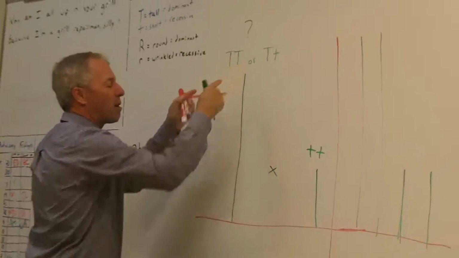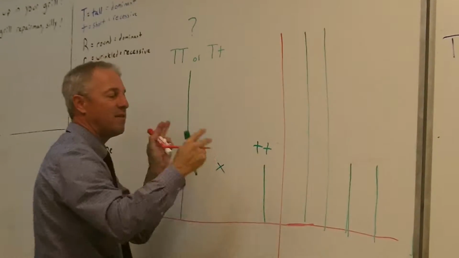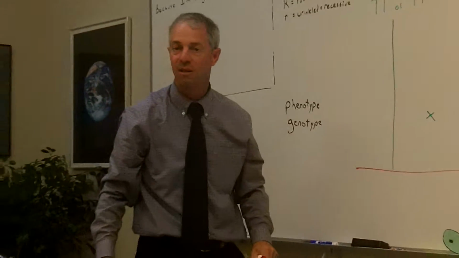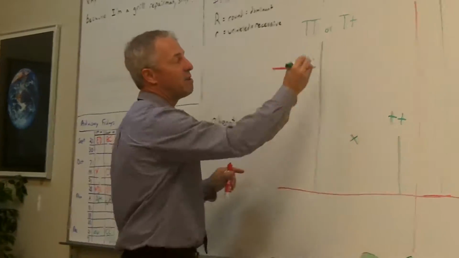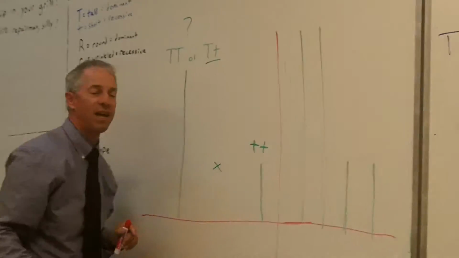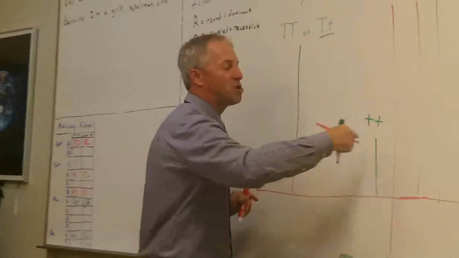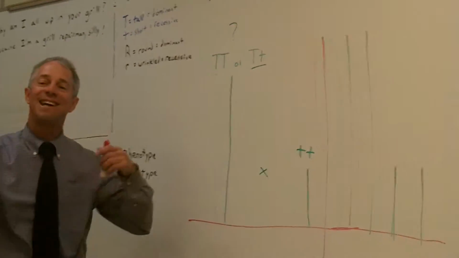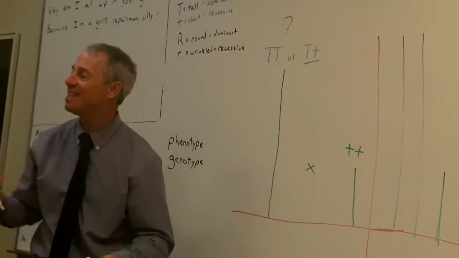He could tell by crossing it with a homozygous recessive and then looking at the kids which one of these two it was. He would say, oh, it was this one, because it had little short kids. It couldn't have little short kids if it were this one. If they all ended up tall, then it was that one. He called that a test cross.